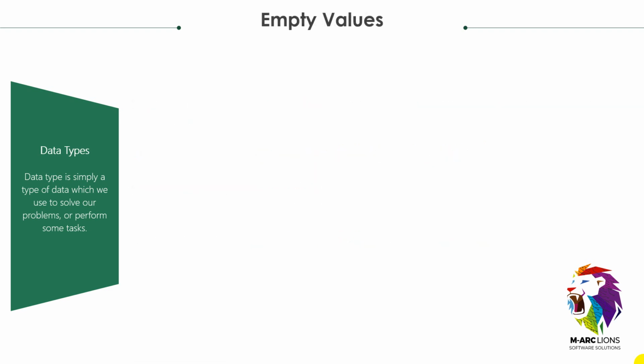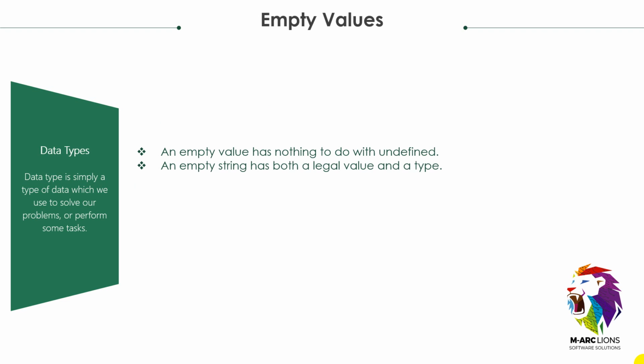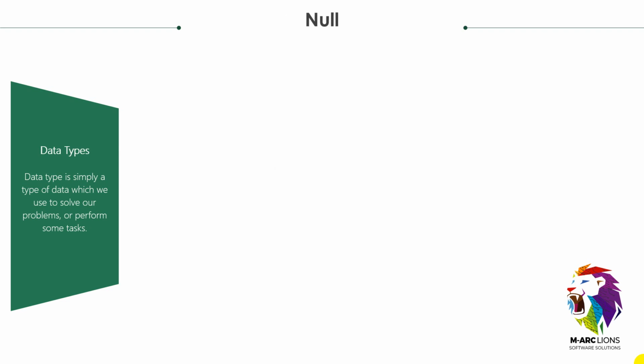So next we have empty values. An empty value has nothing to do with undefined. As I told you in the previous screen, if you want to make a variable empty you can write undefined, but it does not mean that an empty value is also undefined. How? An empty string has both a legal value and a type. You can say var name equal, and two double quotes with nothing in between. The value is empty but the type is string. It's not undefined.